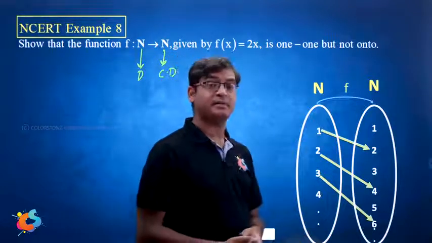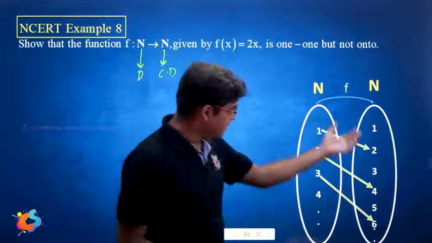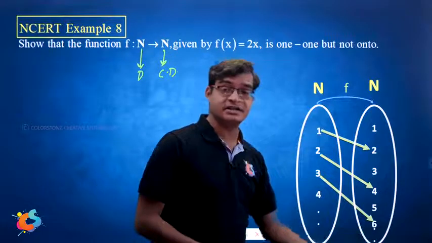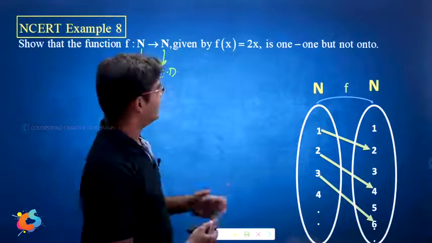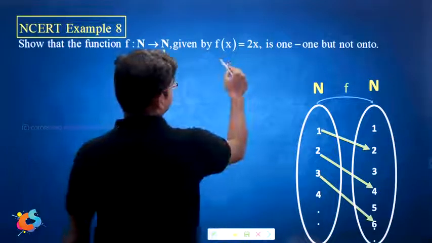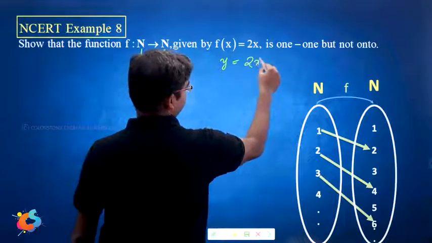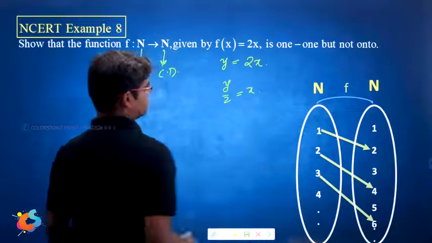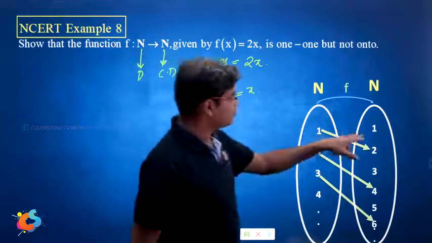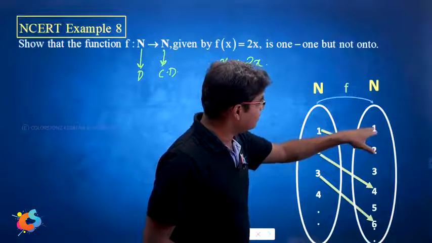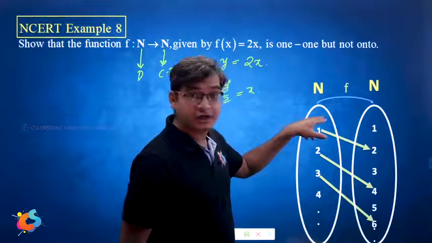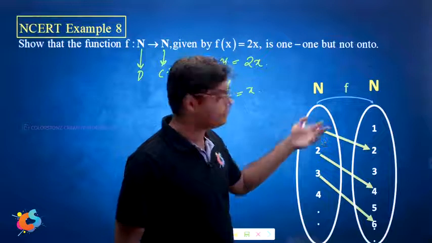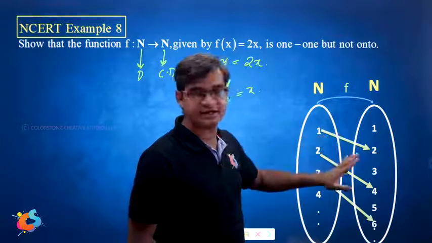Now some of you might be like, how can you say there are infinitely many elements here? How can you exactly say it? It is very simple like this. See, let us say for example, this is y. So y is equal to 2x. So x is equal to y by 2. So for 1, if there is any mapping, it should be mapped to 0.5. But there is no 0.5 here. That is why it is left over.